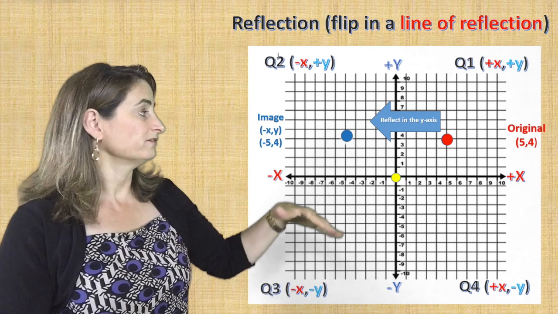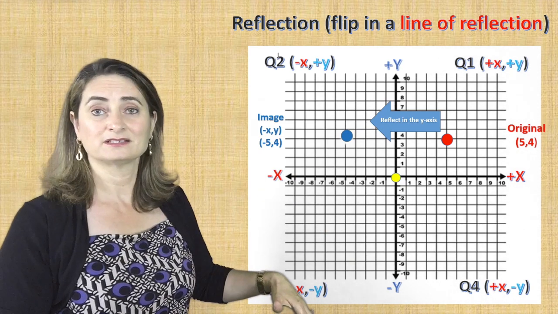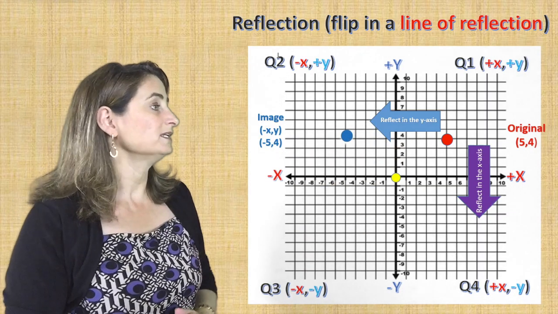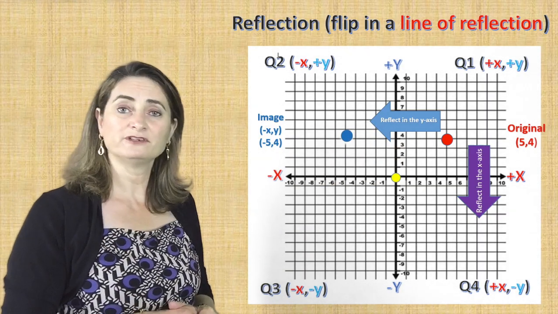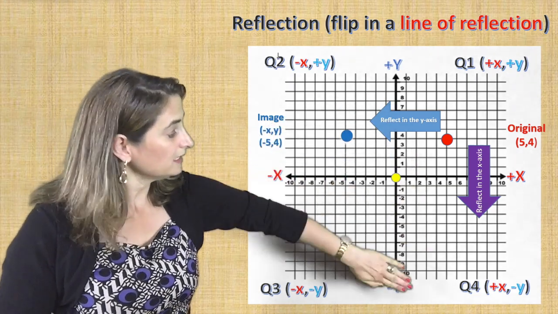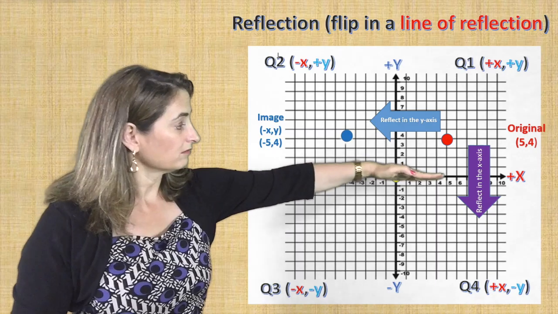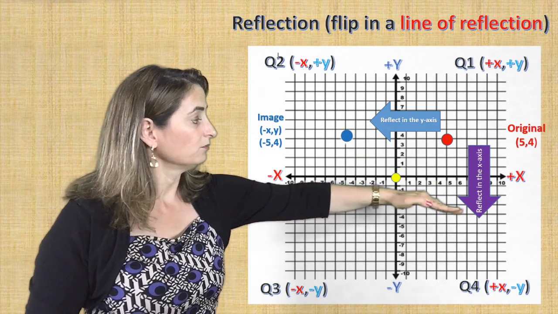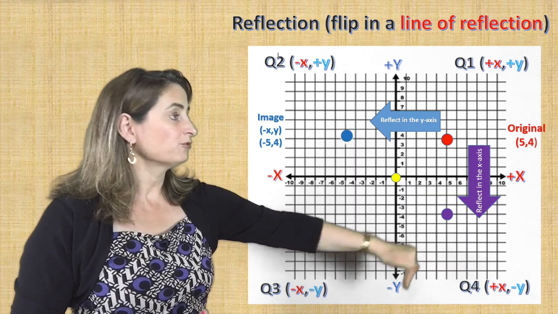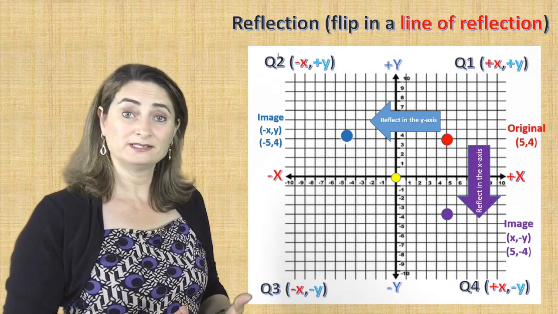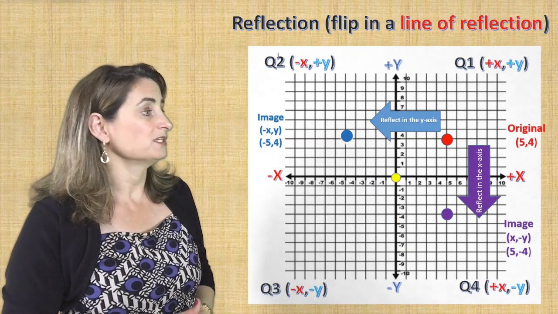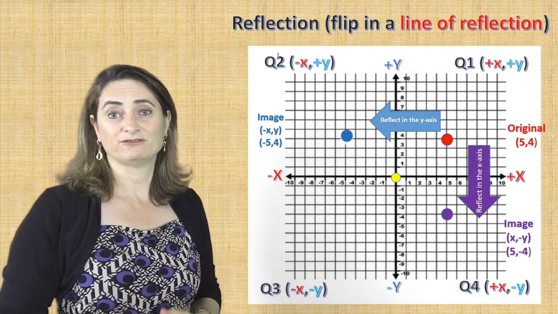What if I asked you to reflect over the x-axis? If you're reflecting over the x-axis, the original one is 5, 4. They are both in the first quadrant. If you're reflecting in the x-axis, then you will see the image right under the mirror, which is the x-axis. And it's going to end up in the fourth quadrant where x is positive, y is negative. So the coordinates for the new image are 5, -4.